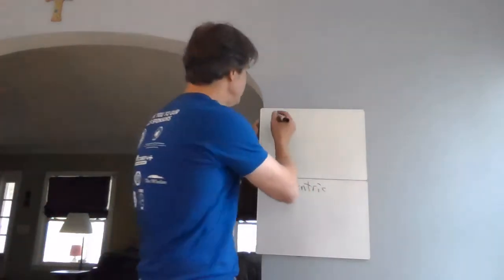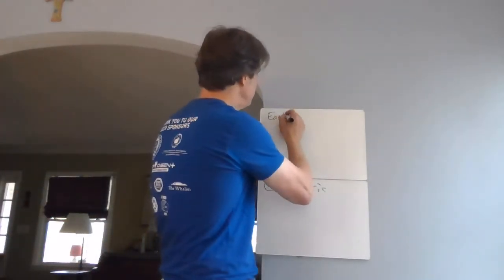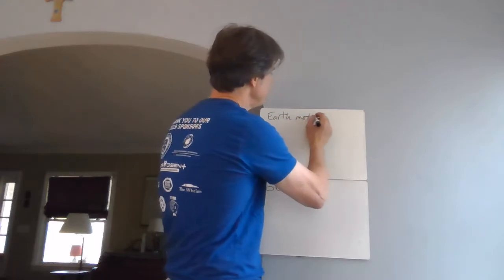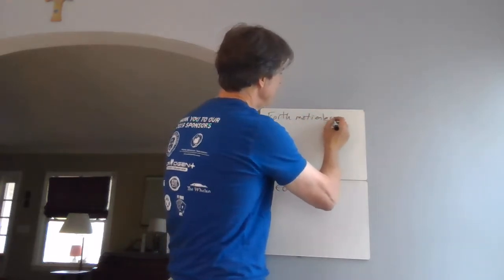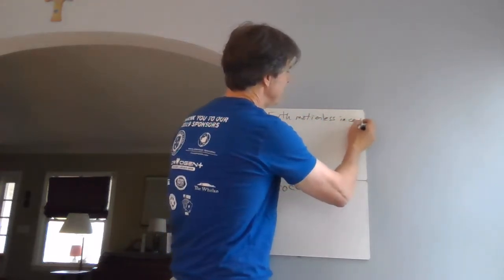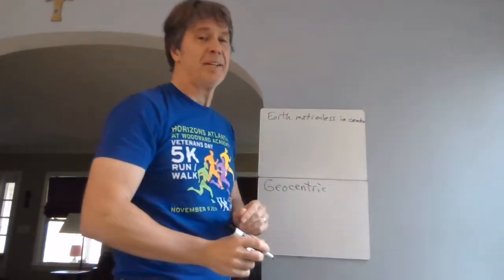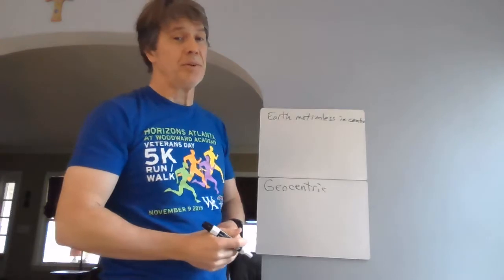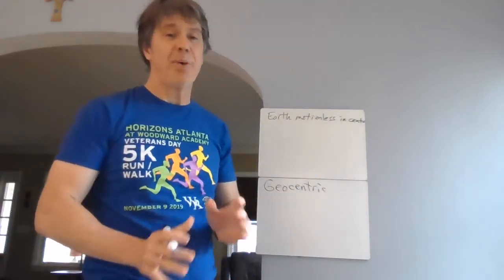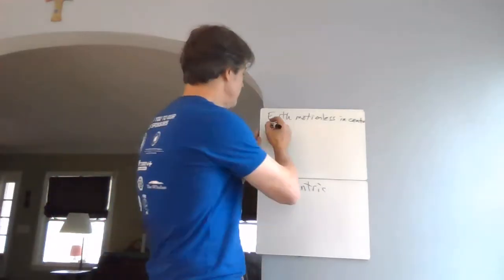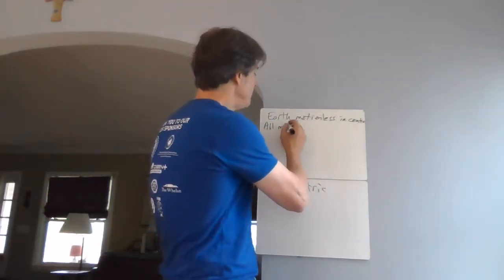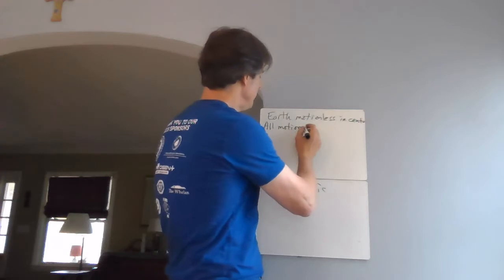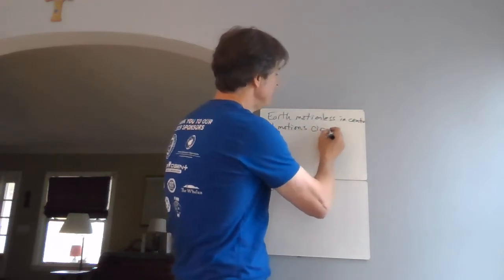So they thought Earth was motionless in the center of everything. And there's another thing they thought. They thought that everything went around the world. I'm talking about the sun, the moon, the planets, the stars. Everything went around the world in perfectly circular paths. All the motions of all the wandering bodies were circular.